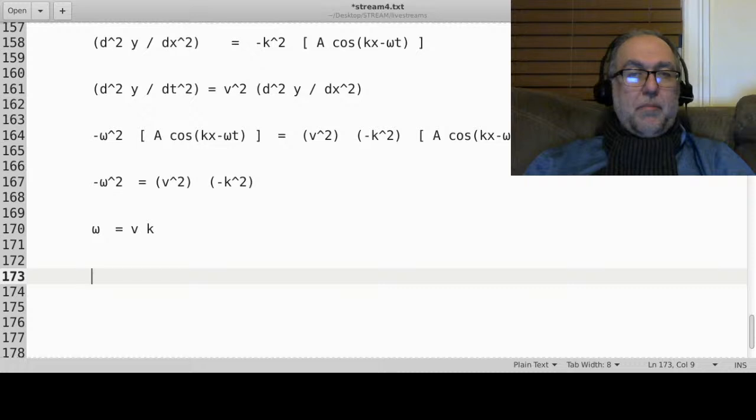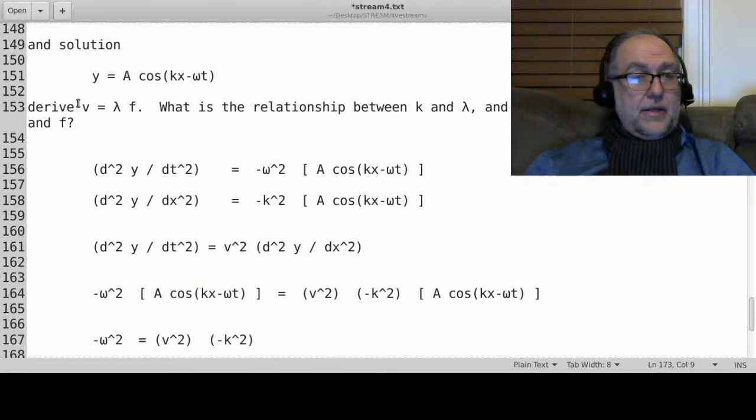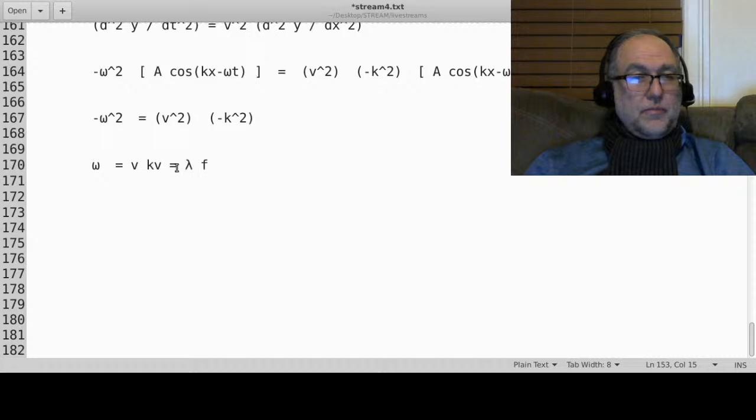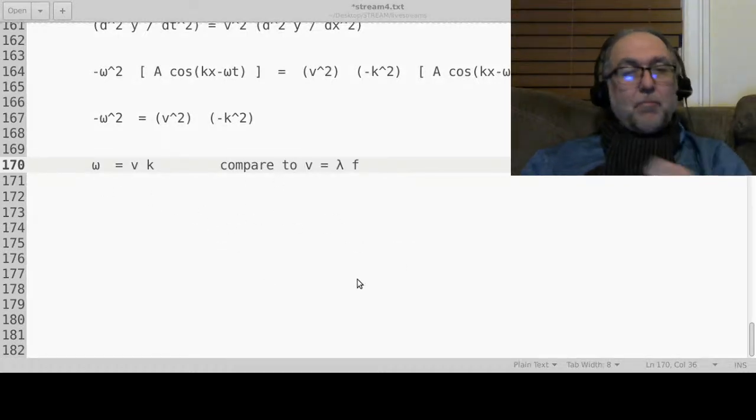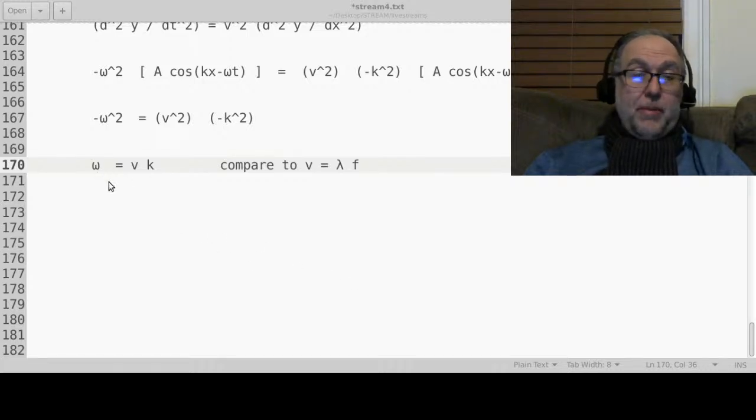We can pause there a second, because that looks an awful lot like this equation. Compare to that equation. They look very similar, but they are actually the same equation. This one is in terms of the angular frequency, omega, and k is called the wave number. Now, what's the relationship between omega and f and k and lambda? The answer is this.